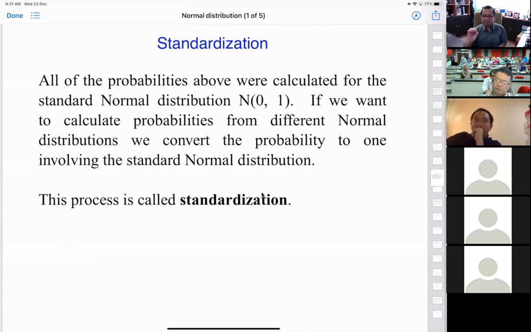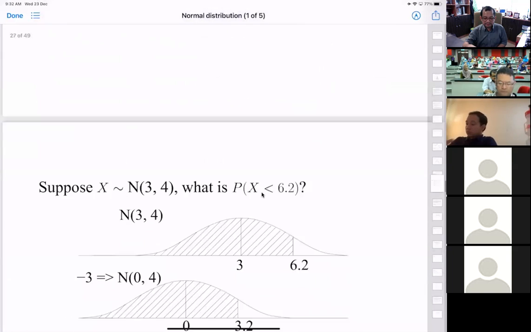We should have the mean value. We should have the value for variations. But the table that is provided to us is not mean equal to something. The table is mean equal to 0, variance equal to 1. So in order to accommodate that, we have to do the standardization. How to do the standardization?